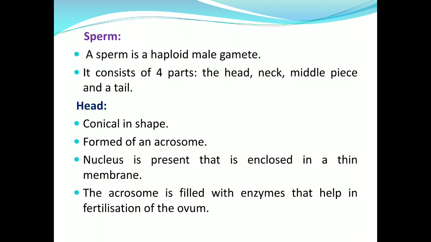Now, let us see the structure of sperm. Sperm is a haploid male gamete and consists of four parts: head, neck, middle piece and tail. The head of the sperm is conical in shape and it is called the acrosome, which is filled with enzymes that help in fertilization of the ovum. One haploid nucleus is also present in the head of the sperm, enclosed inside a thin membrane.